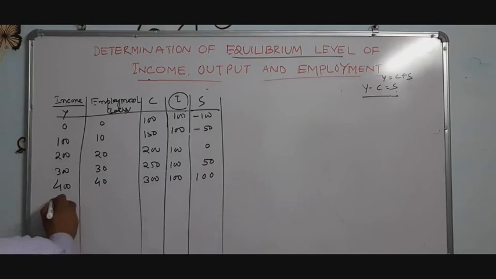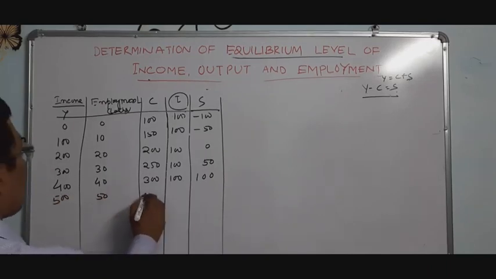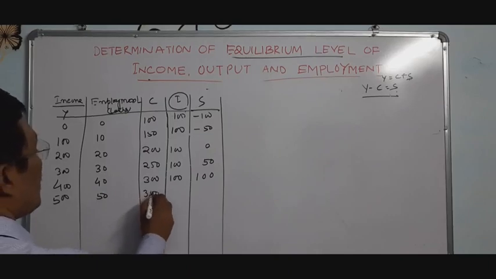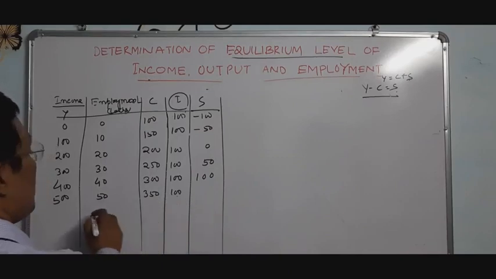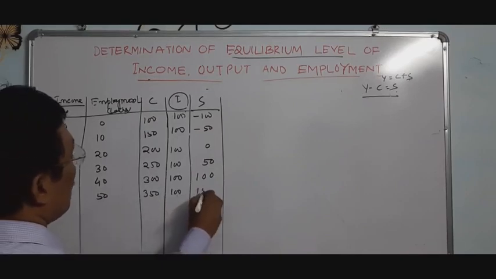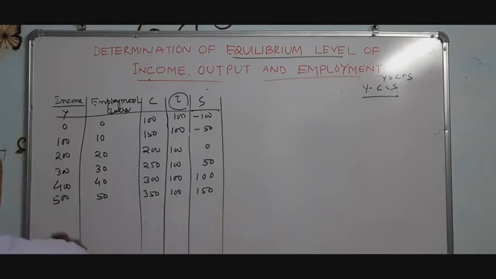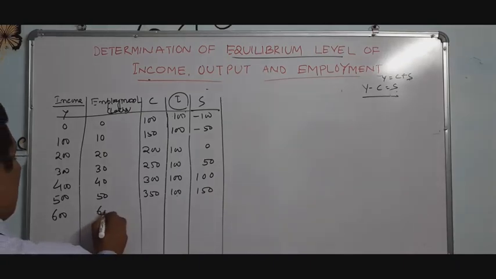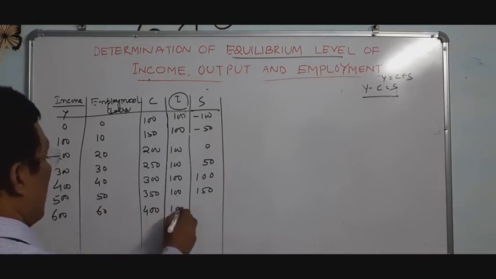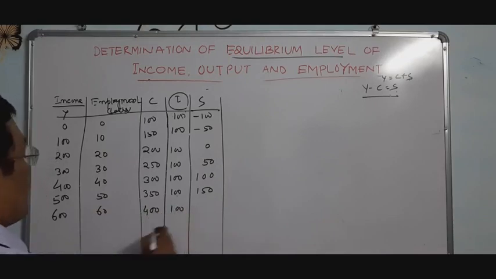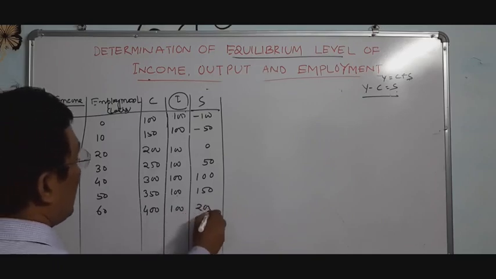Similarly, if income increases from 400 to 500, employment is 50 lakhs, consumption will be 350, investment will be 100, and saving will be 500 minus 350, equal to 150 crore rupees. If income increases from 500 to 600, employment increases to 60 lakhs, consumption will be 400 and investment will remain the same, 100 crore rupees, and saving is 600 minus 400, equal to 200.